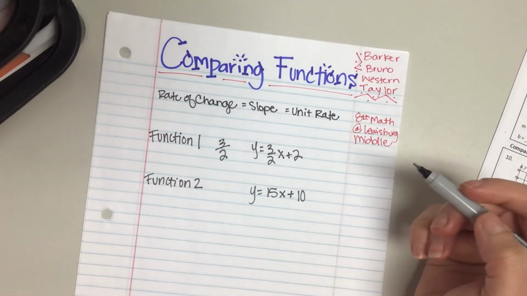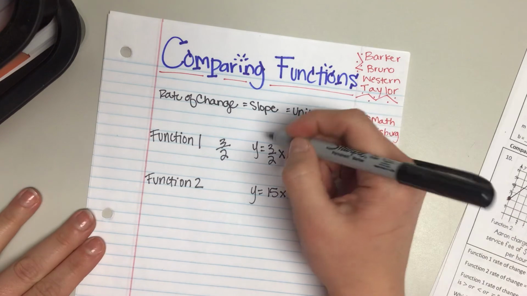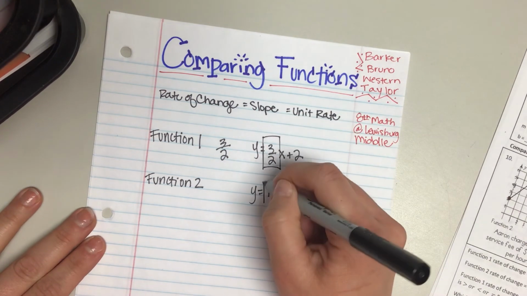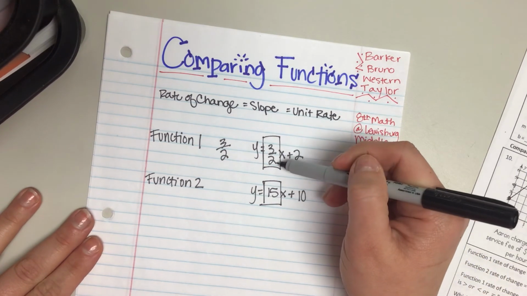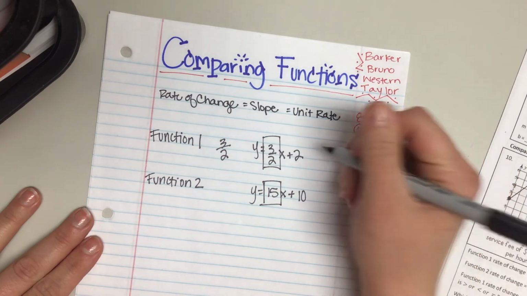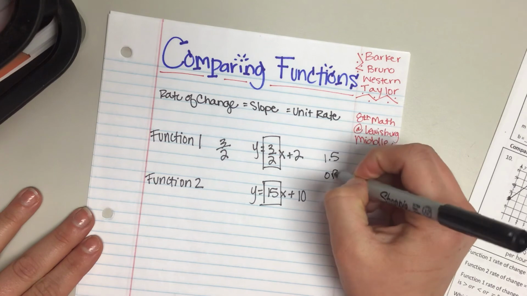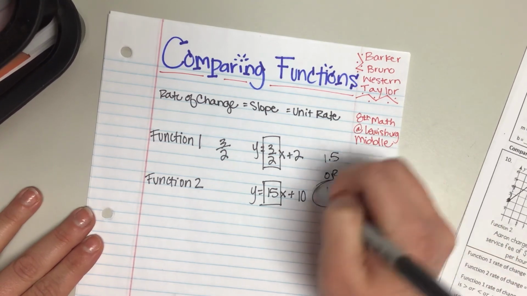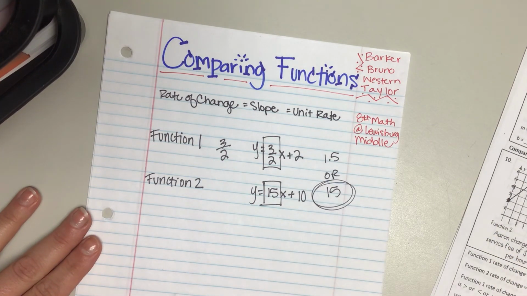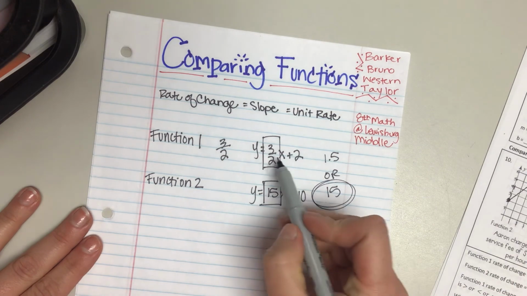Now you can compare the unit rates, 3 over 2 and 15. 3 over 2, if you divide that out, you get 1.5. So which is greater, 1.5 or 15? 15 is greater. So anytime you're comparing unit rates, you always break it down to 1.